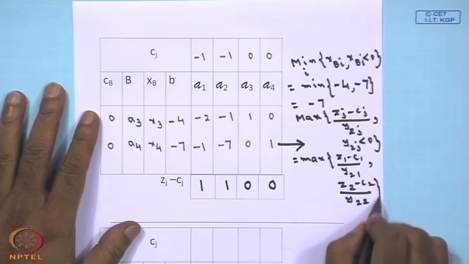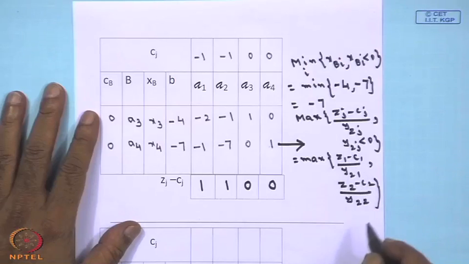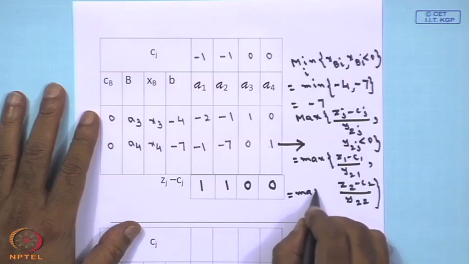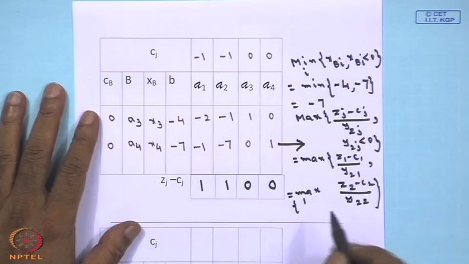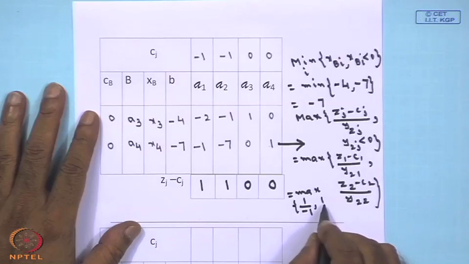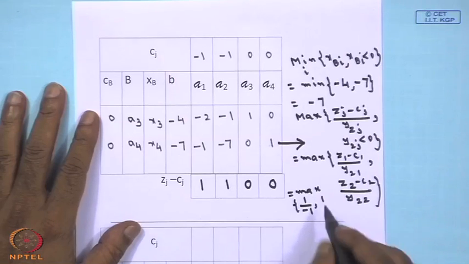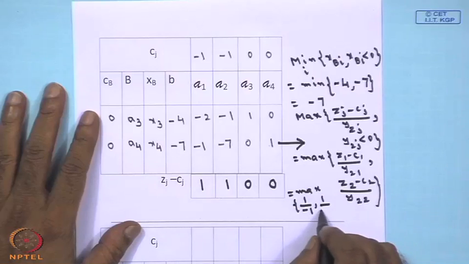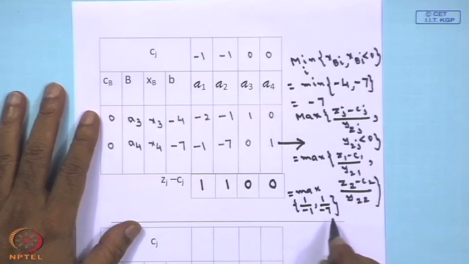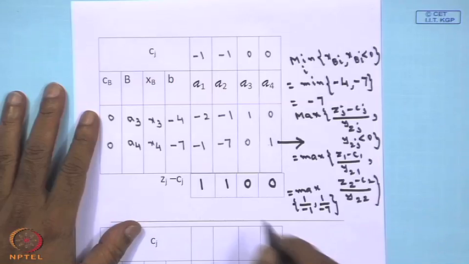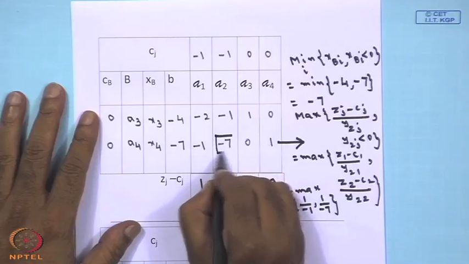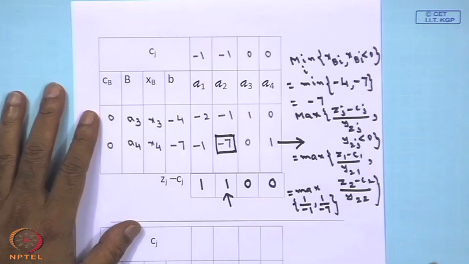y22. So if you take these values, z1 minus c1 by y21 will be equal to max of 1 by minus 1, since z1 minus c1 is 1 and y21 is minus 1. Then z2 minus c2 is 1 by y22, and y22 is minus 7. So the maximum of these is minus 1 by 7, which corresponds to the vector x2. Therefore, x2 will enter the basis. So minus 7 will be the pivot element for you.